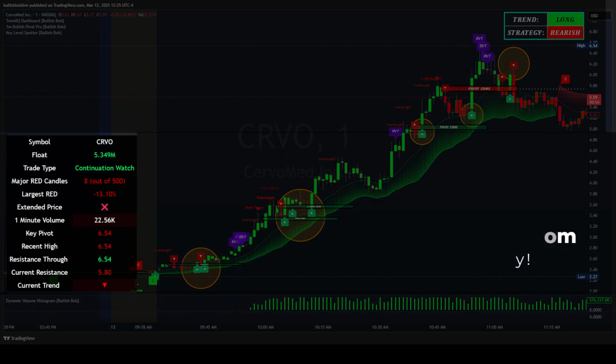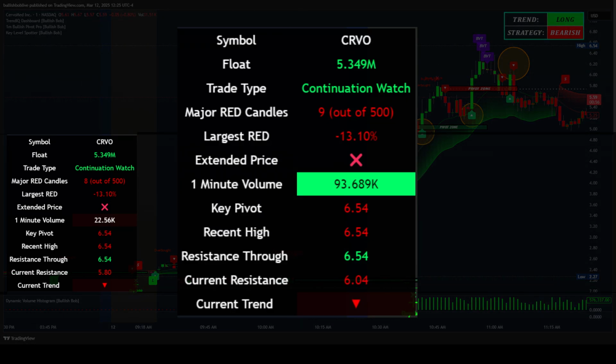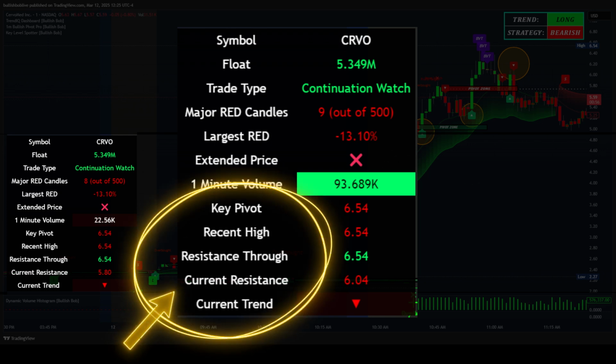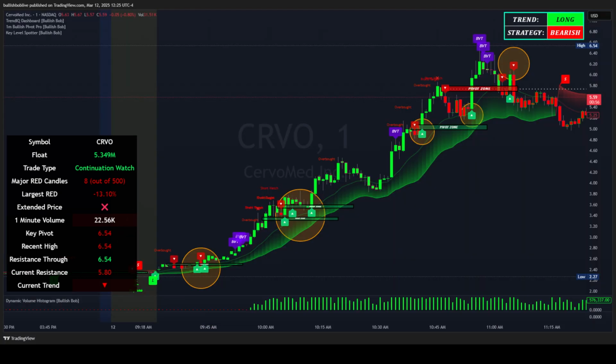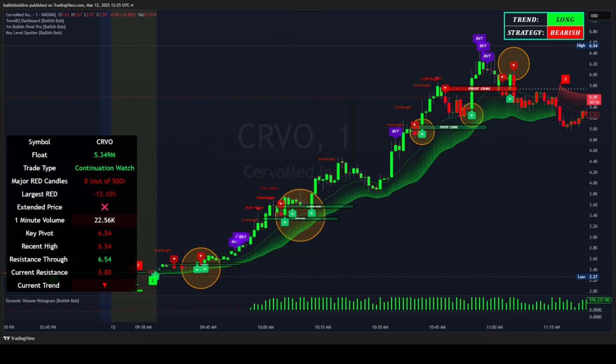The Trend IQ dashboard is designed to identify critical information before entering a trade. This indicator will instantly display the ticker symbol, float size, trade type, how many red candles have been spotted, what is the largest red candle pullback, is the current price extended, the current 1-minute volume, and major key values to monitor for volume and price action. This information allows me to assess the quality of the trade fast and make a better informed decision.